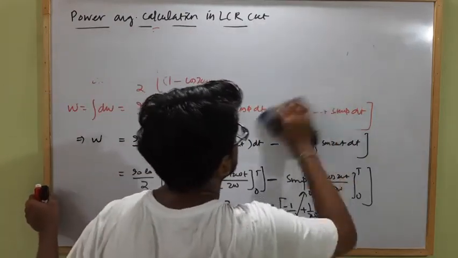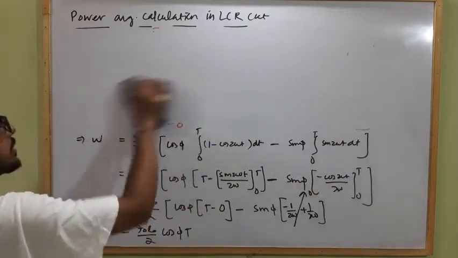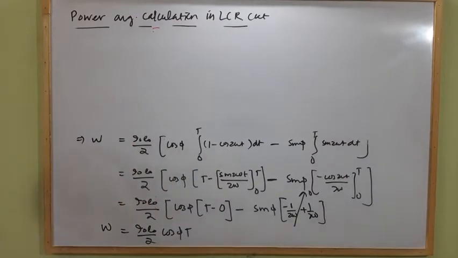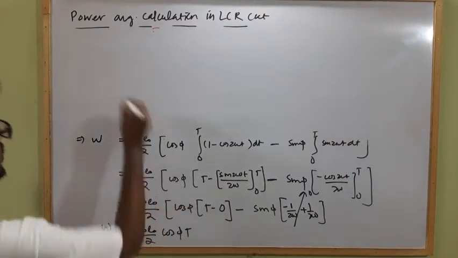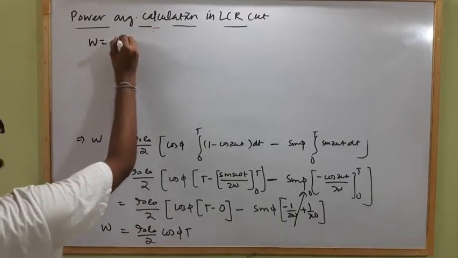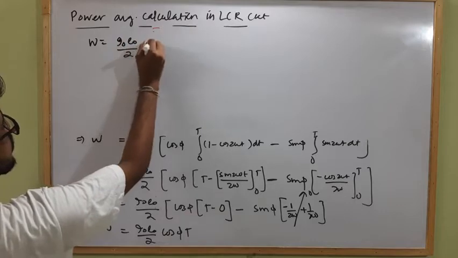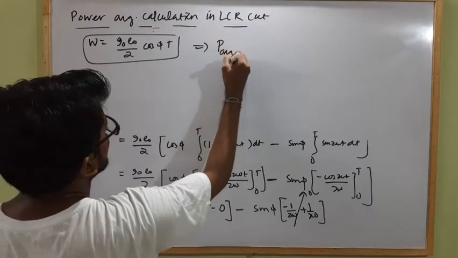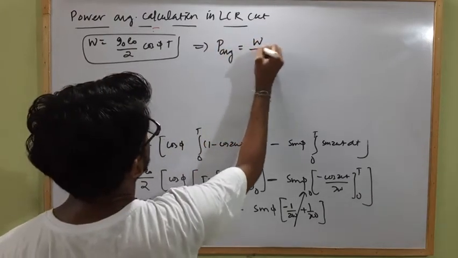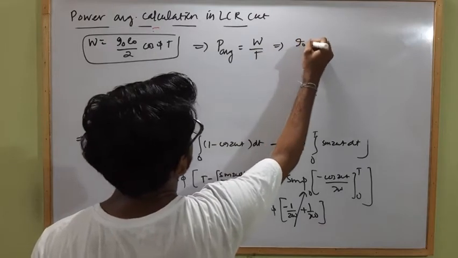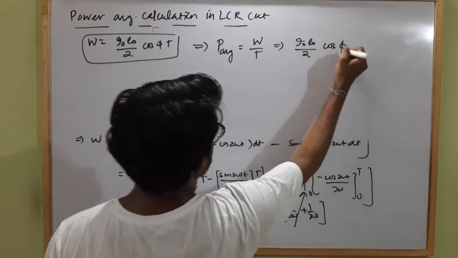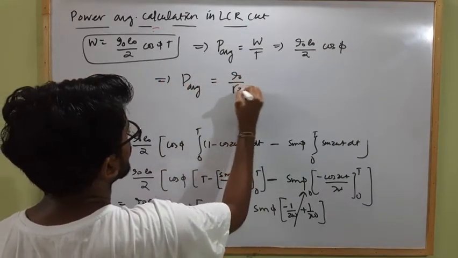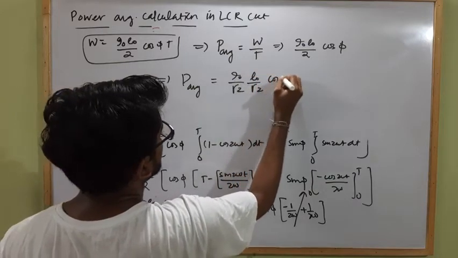So from here W equals how much? I naught E naught by 2 cos phi into T. So this implies the average power over a complete cycle will be equal to how much? Total work done by time, so it will become I naught E naught by 2 into cos phi. So this implies you can write P average for an LCR circuit equal to I naught by root 2 into E naught by root 2 into cos phi.